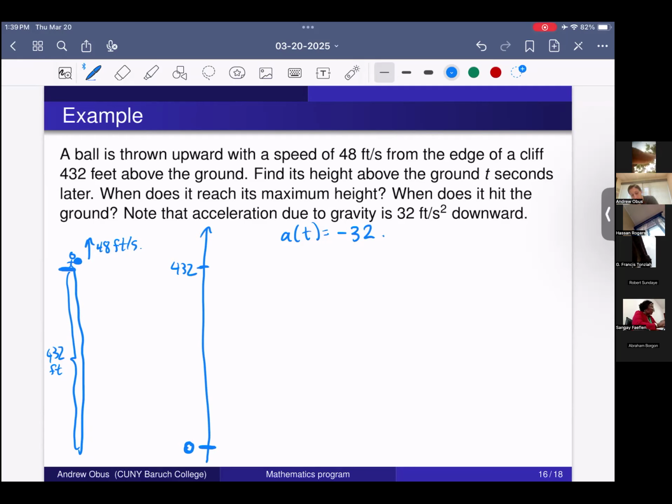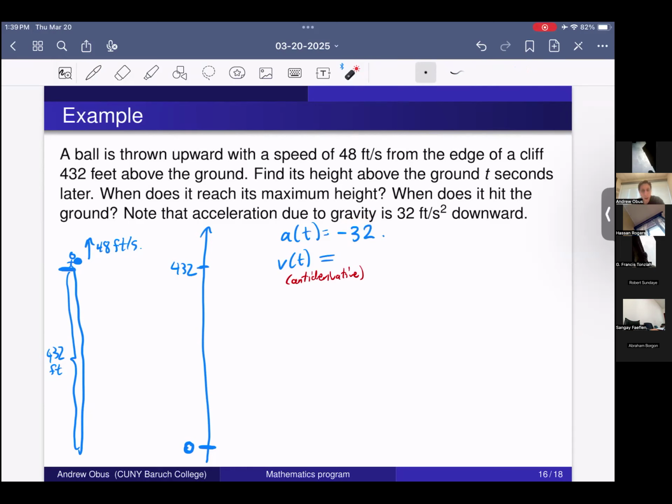Okay, so now what's v of t? Well, we take the antiderivative. So v of t, we take an antiderivative. What is the antiderivative of minus 32? Now we're in terms of the variable t instead of x.